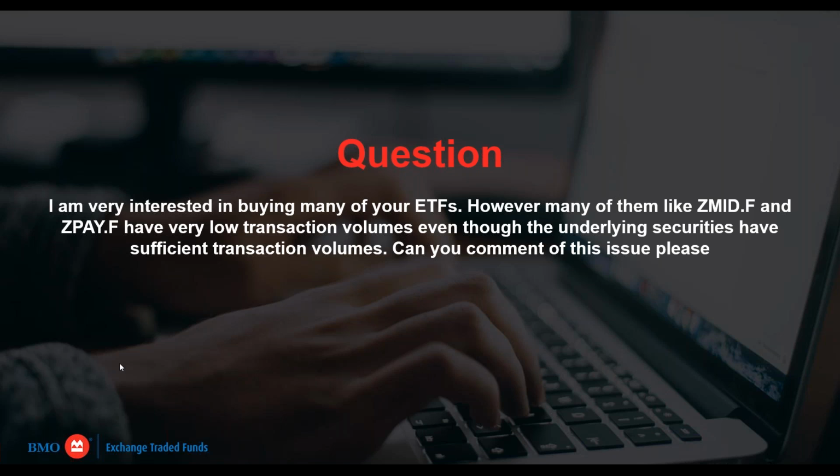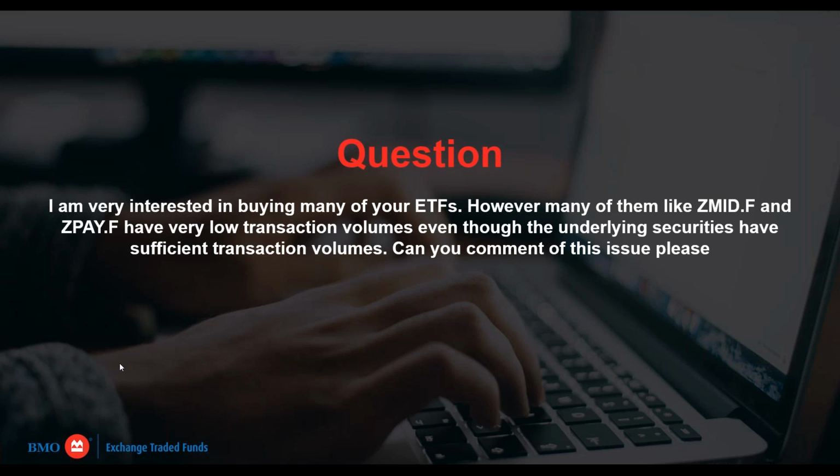Sure. So first, I just want to highlight on our website, we do show a consolidated volume quote. So if you are ever wondering where to find volume, you can find it on each of the product pages. It's right on the main tab there. So look there if you're looking to find volume numbers.